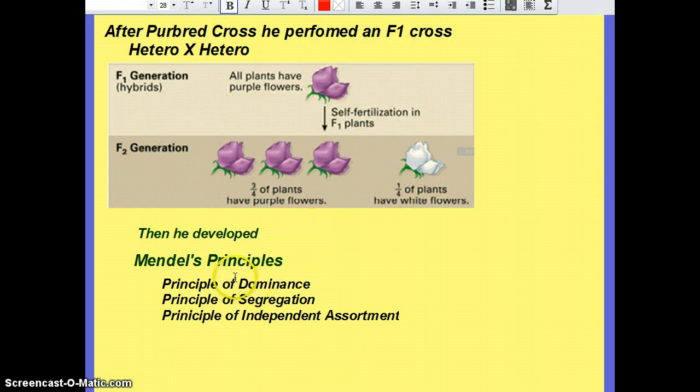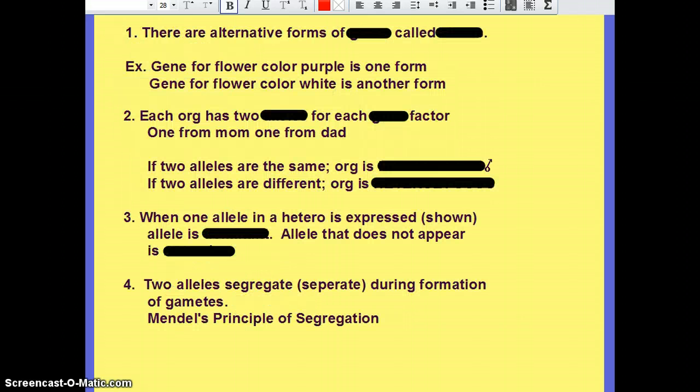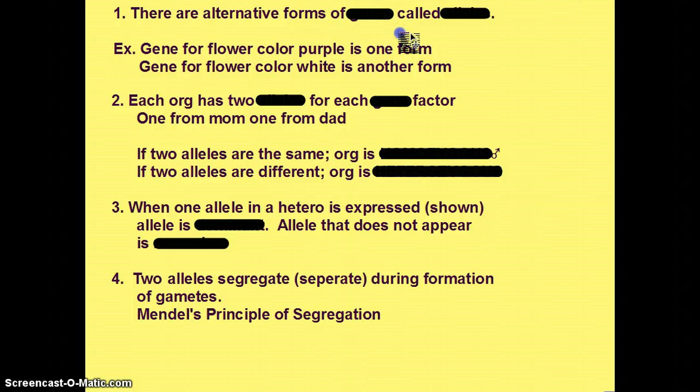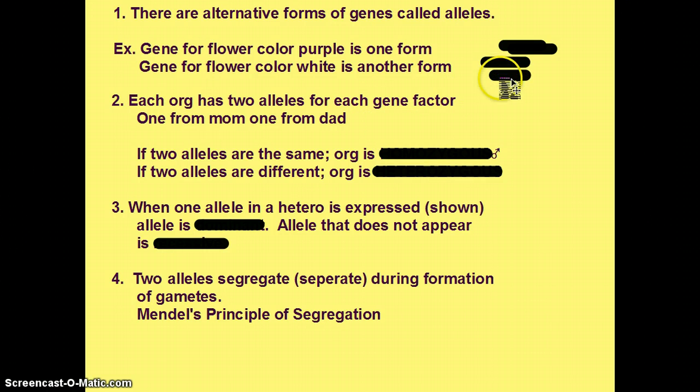After this cross, he developed some principles. So prior to the cross, he had some ideas that led to these principles. Mendel said, if there are alternative forms of genes, they're called alleles. So for example, a gene for flower color purple is one form, and a gene for flower color white is another form. Each organism has 2 alleles for each gene factor. You're going to get one from your mother and one from your dad.